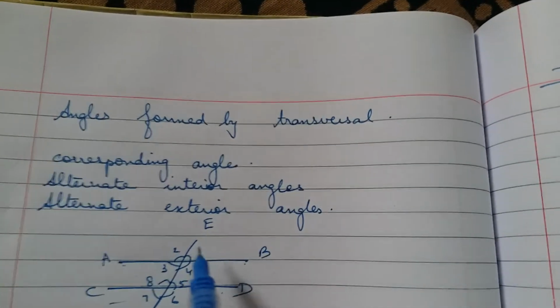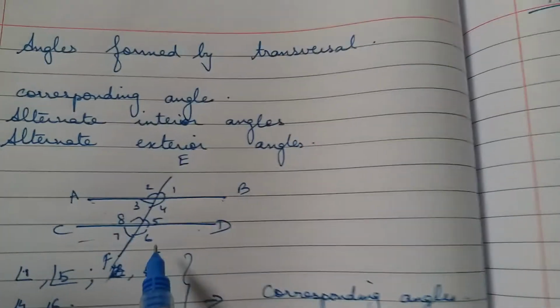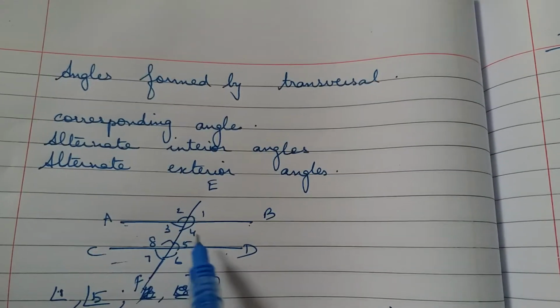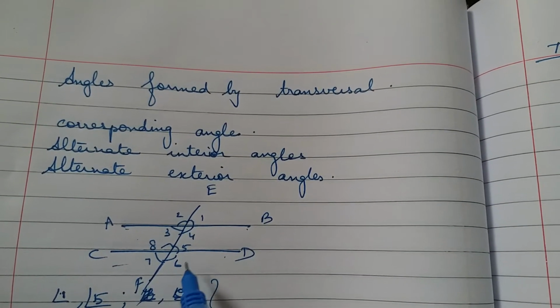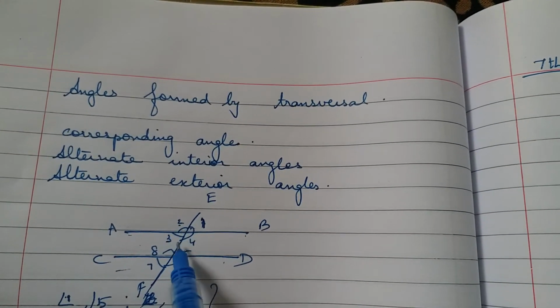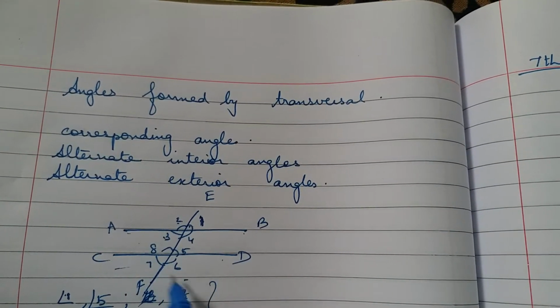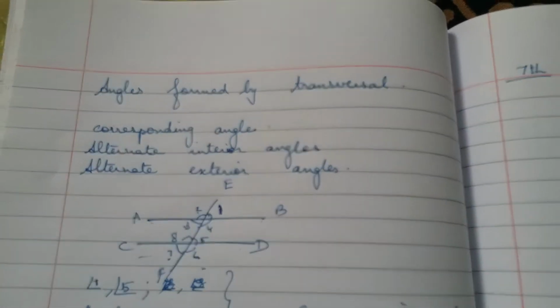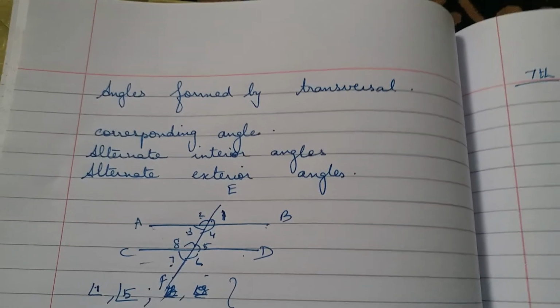So now you must know what angles are formed. When two lines are parallel and another transversal passes through, 8 angles are formed. If you know one angle, you can find the other 7 angles. So for example, this is 1, this is 2, 3, 4, 5, 6, 7, 8. So totally 8 angles are formed when a transversal passes through two parallel lines.